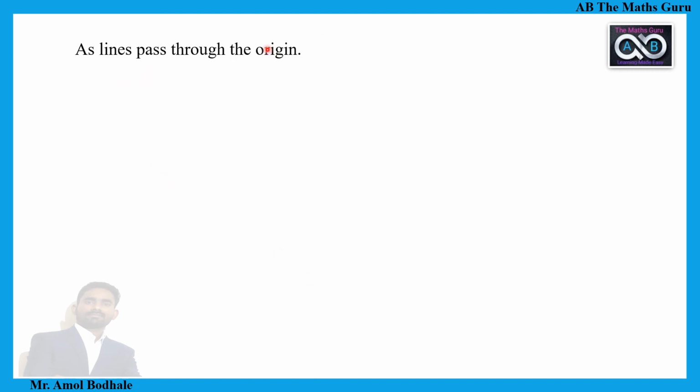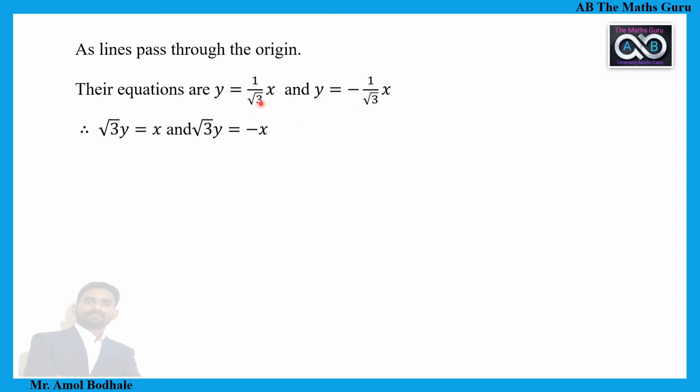As the lines pass through the origin, their equations are y equal to mx, that is y equal to m1x and y equal to m2x. Here the slope of the first line is 1 by root 3, and the slope of the other line is minus 1 by root 3. If we solve this, we get root 3 y equal to x and root 3 y equal to minus x. We can write these equations as x minus root 3 y equal to 0 and x plus root 3 y equal to 0. So these are the two lines which make the angle 60 degree with the y-axis.